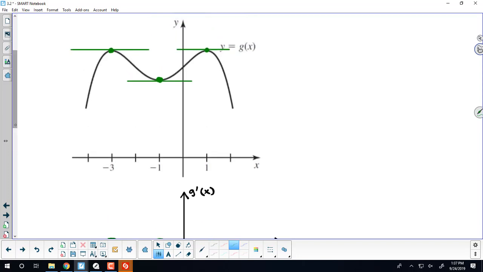All right, let's focus on this piece right here. We're just looking at pieces to the left and to the right of our zeros.